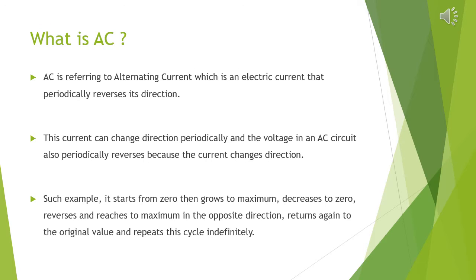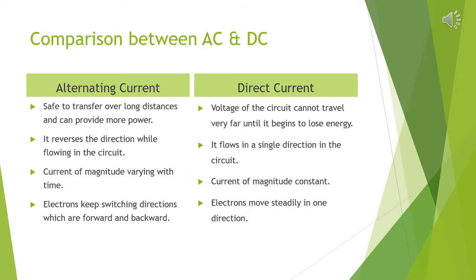This current can change direction periodically, and the voltage in an AC circuit also periodically reverses because the current changes direction. For example, it starts from 0, then grows to maximum, decreases to 0, reverses and reaches maximum in the opposite direction, returns again to the original value and repeats this cycle indefinitely.